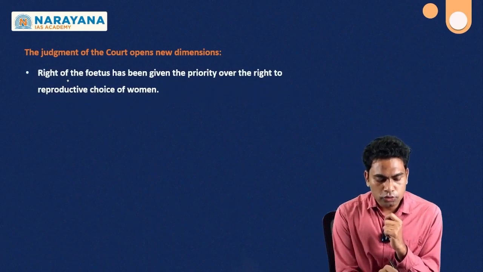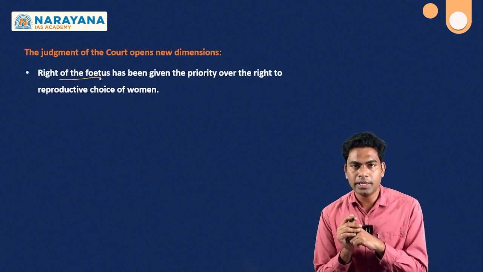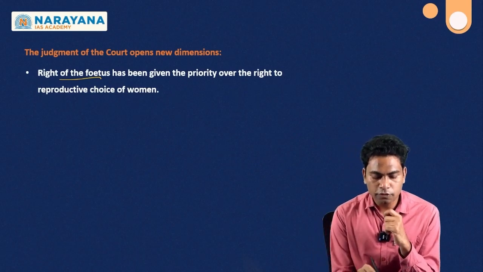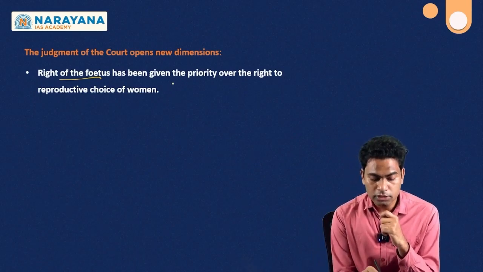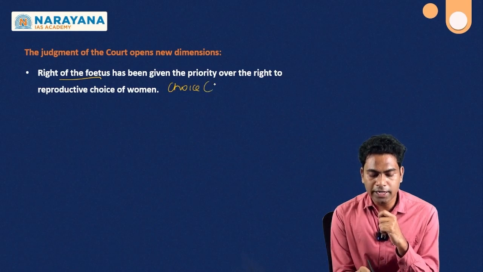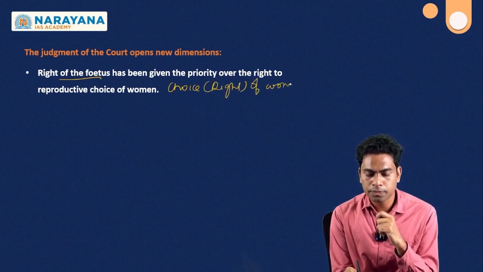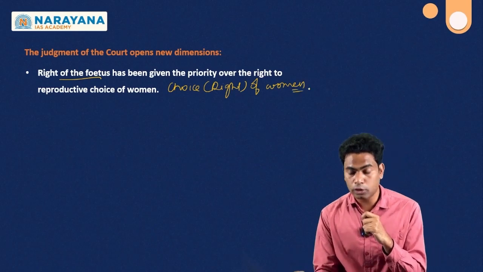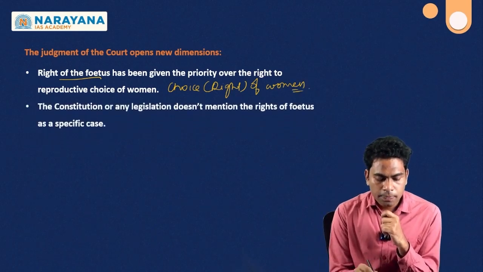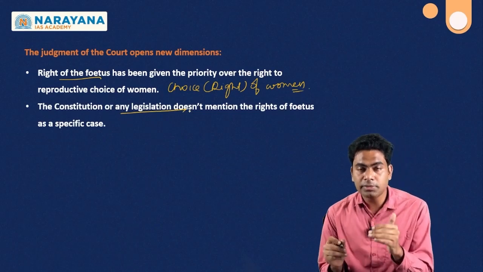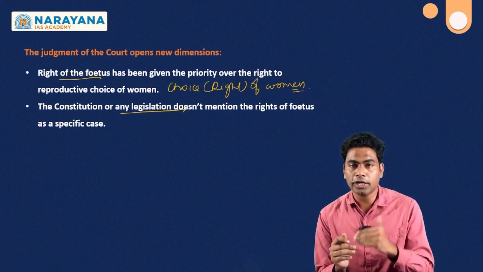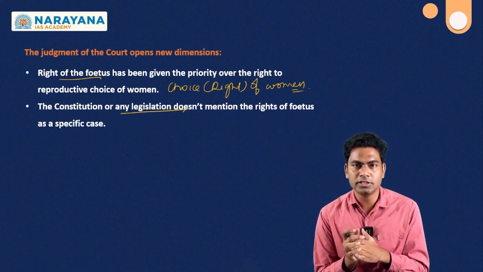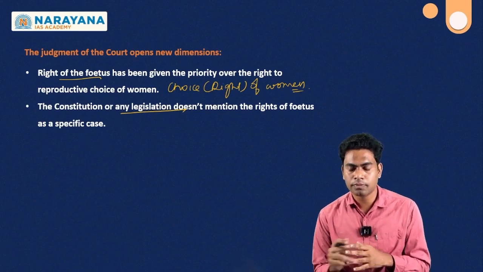The judgment of the court that was recently given opens up new dimensions. The first one: should the right of the fetus be greater than the right of the woman over her body, that is, the choice of the woman? Who should be given more priority? This is one issue that it opens up. The next one is that the Constitution or any legislation doesn't mention the right of the fetus, or the unborn child, which is still in the womb of the mother.